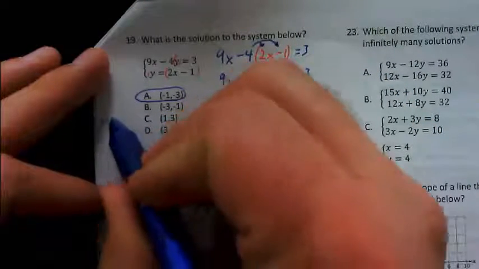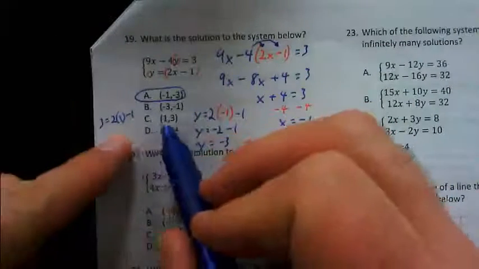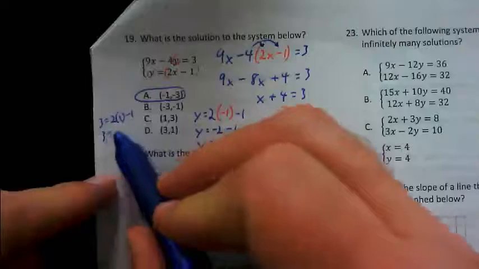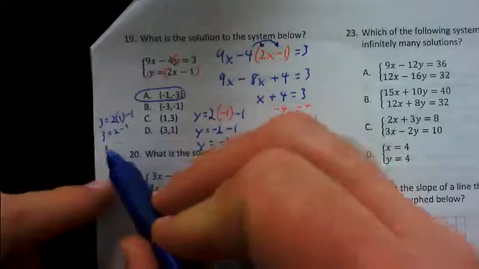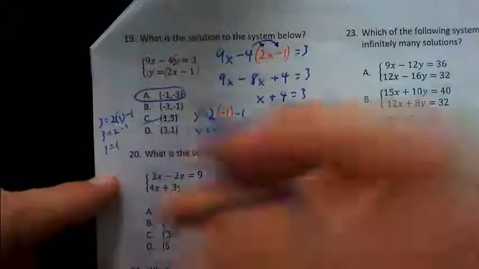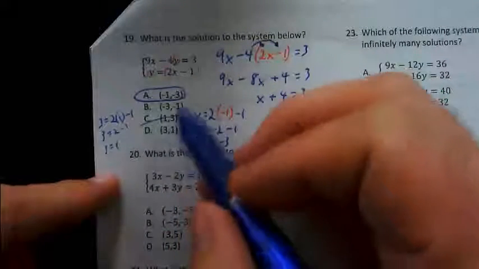So you'd have 3 equals 2 times 1 minus 1. Well, 2 times 1 is 2. Minus 1 is 1. That's not a true statement, so that doesn't work. So we could have eliminated C. And you could have done that until you found a point that worked for both of them.